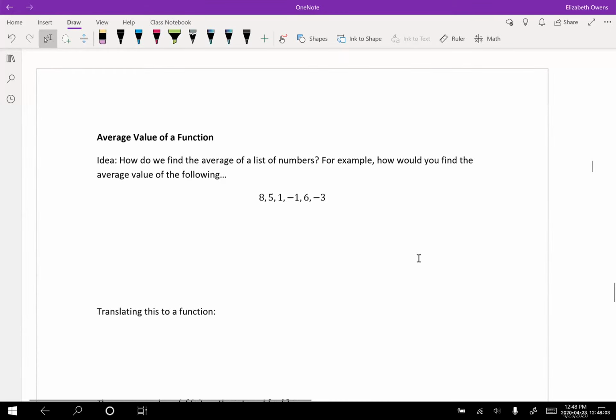We're kind of switching gears for a second here, though. Take your brain back to algebra type of stuff. So the idea we're looking at here is how do we find an average of things? So here, there's just a list of numbers, 8, 5, 1, -1, 6, -3. How would you find the average of that? You don't have to actually come up with the number right now, but just how would you do it?